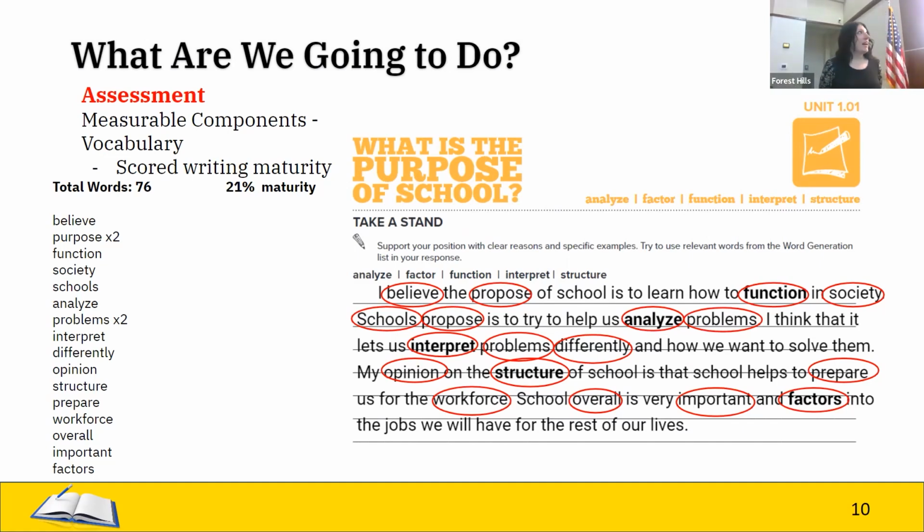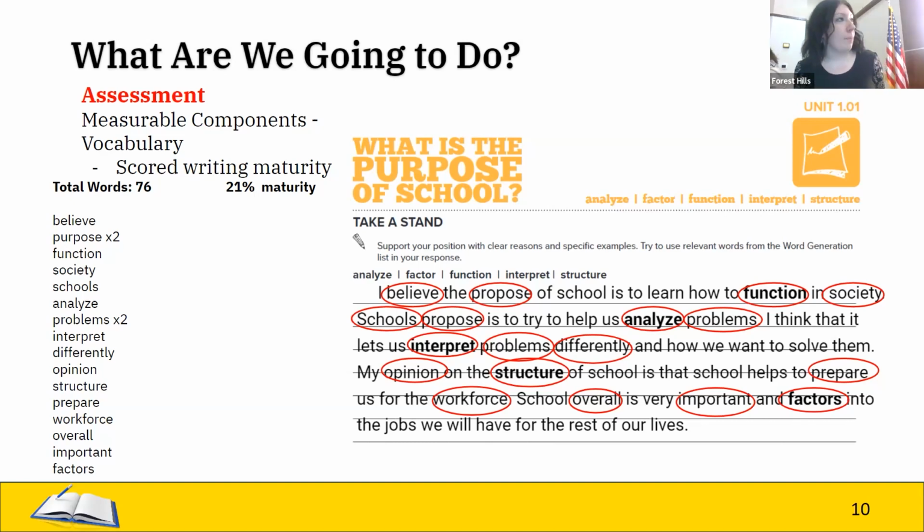Okay, so when we looked at the students' writing samples, we assessed it by measuring the maturity level in their writing, as well as looking for them using those words that were introduced in WordGen. Of course, those 5 words do follow the maturity, but we also looked at other words the student used.